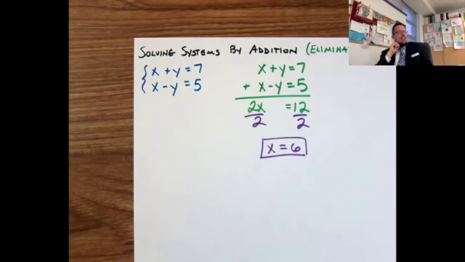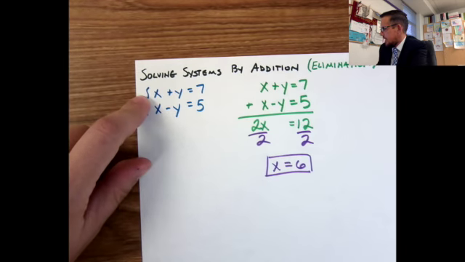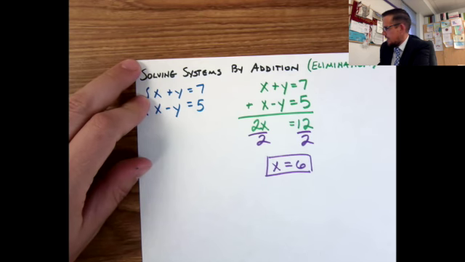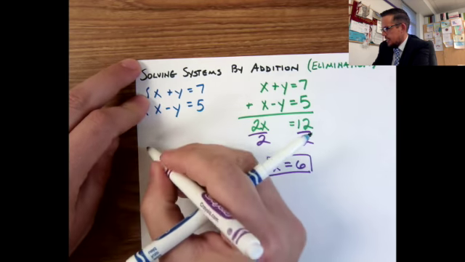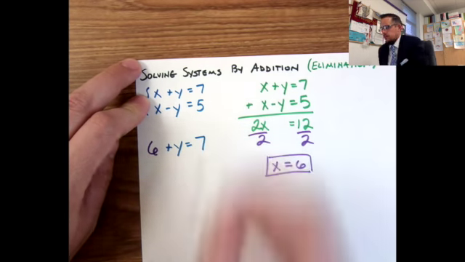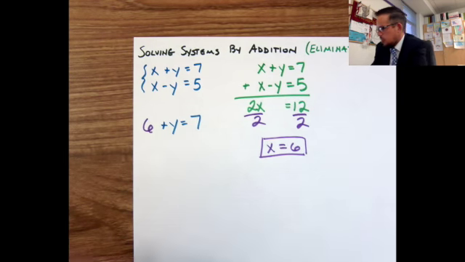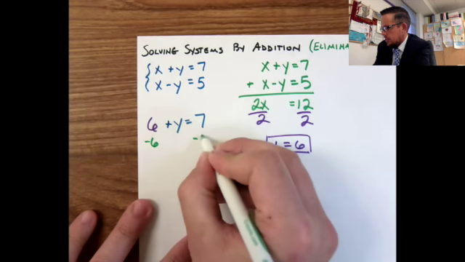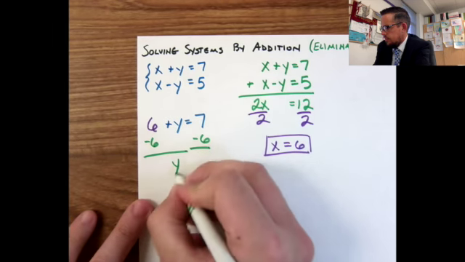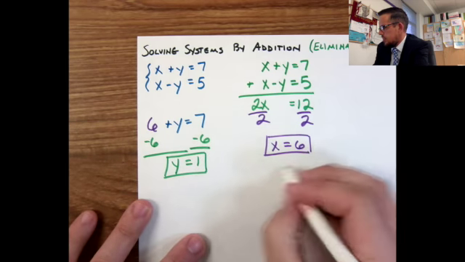How do we find y then? Well, we're going to do substitution. I can substitute x into either one of these. It doesn't matter. I'm going to substitute it into the top one just because it's plus instead of minus. So I'm going to have, instead of x plus y, 6 plus y equals 7. And again, this is a one-step problem. I'm going to subtract 6 on both sides. Y equals 1. So my solution is 6, 1.